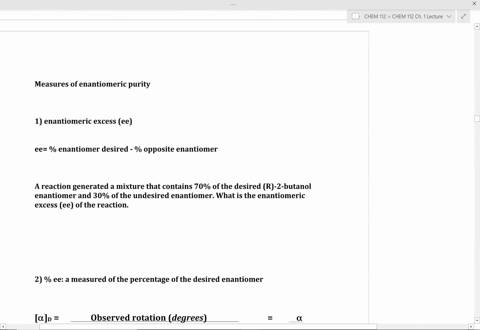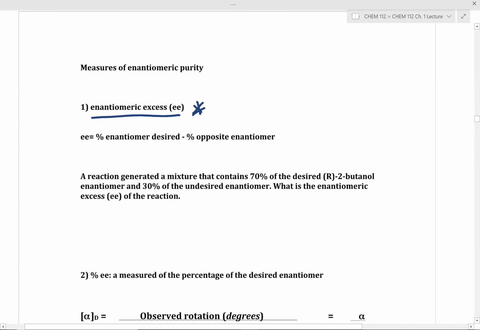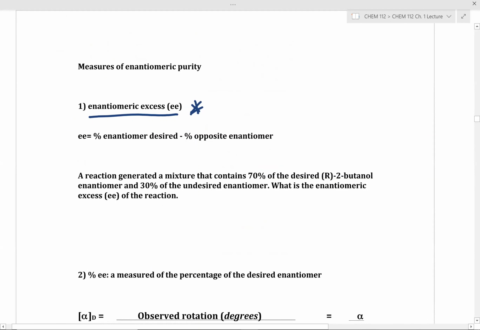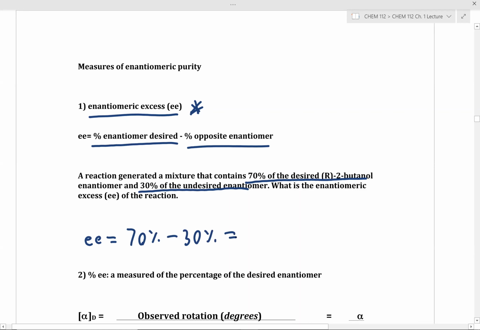So the first measure of enantiomeric purity is enantiomeric excess. I personally prefer enantiomeric excess over other measures of enantiomeric purity. It's best defined as the percentage of desired enantiomer minus the percentage of the opposite enantiomer. So for example, let's suppose a reaction generates 70% of the desired R-2-butanol and 30% of the undesired enantiomer. So our EE in this case would be 70% for our desired minus 30% of our undesired, and that gives us a 40% EE, which is not great, to be honest.